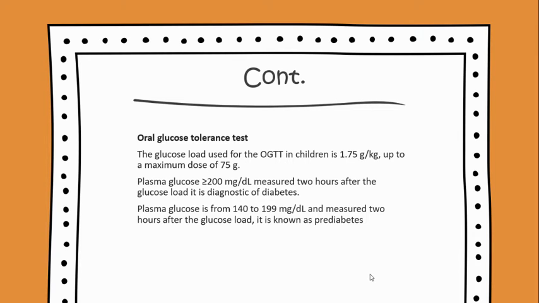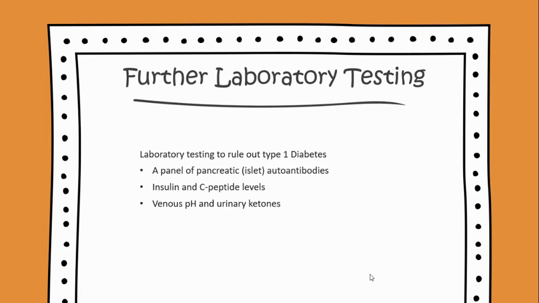If plasma glucose is from 140 to 199 milligrams per deciliter and measured 2 hours after the glucose load, it is known as prediabetes. Further laboratory testing. Laboratory testing to rule out type 1 diabetes includes a panel of pancreatic islet autoantibodies, insulin and C-peptide levels, venous pH and urinary ketones.